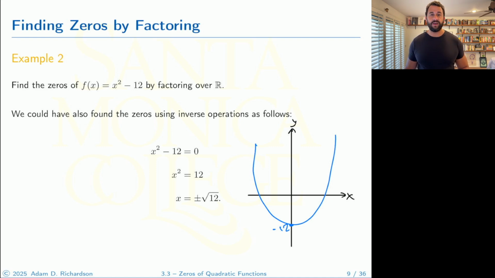And what we just found were the x-intercepts of this graph. We found this point and this point right here. And this point is negative root 12, and this point is positive root 12. There we go. So this is why the plus minus is important. You always include a plus minus, and then depending on the context, you might be able to eliminate one of those cases. That's the idea.